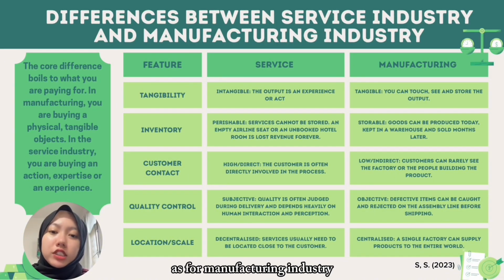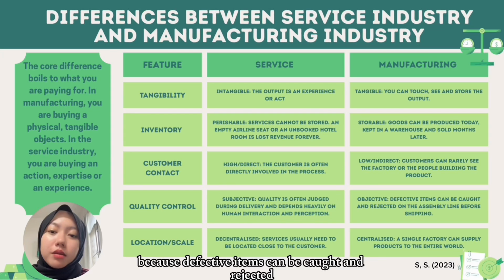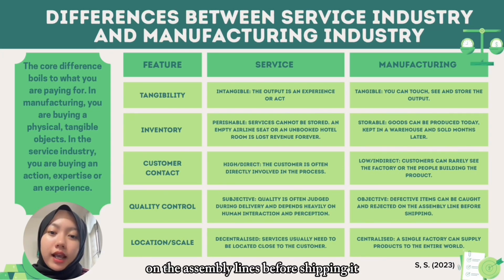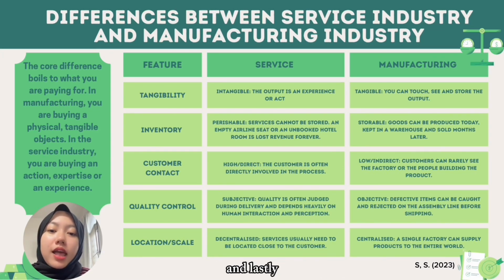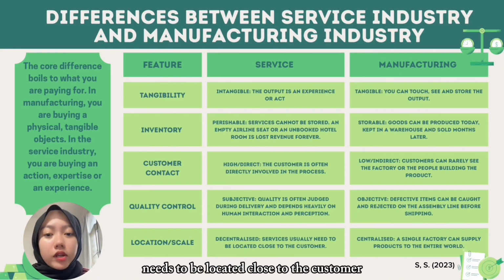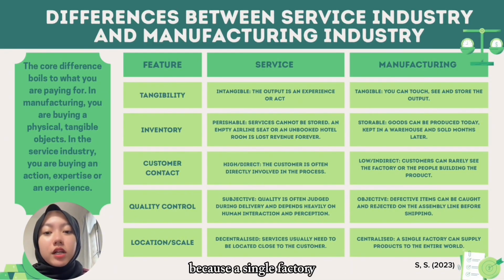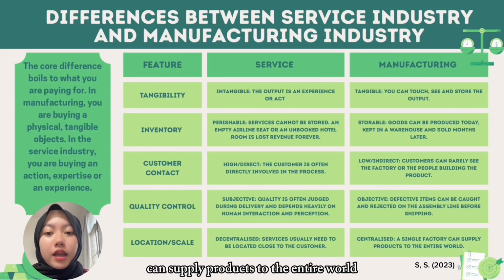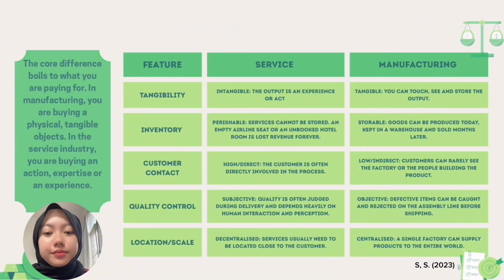As for the manufacturing industry, it is objective because defective items can be caught and rejected on the assembly lines before shipping. And lastly, the location or scale of the service industry is decentralized because it usually needs to be located close to the customer. Manufacturing, however, is more centralized because a single factory can supply products to the entire world.